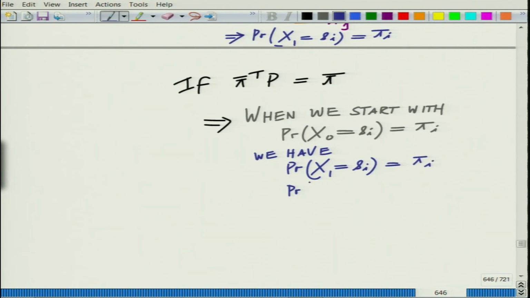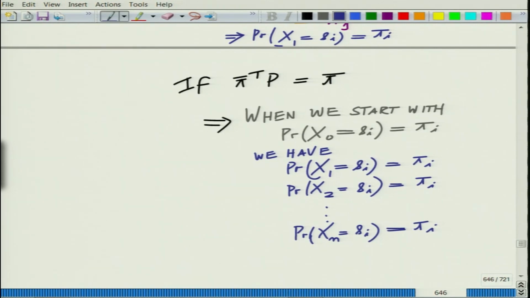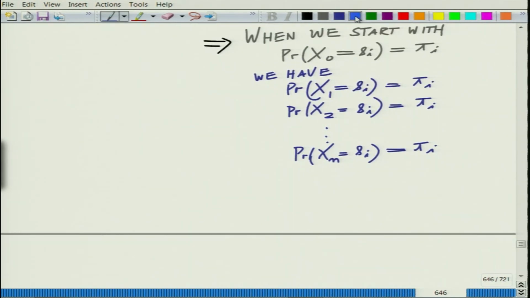Similarly, probability x2 equal to si will also be equal to pi i, and so on and so forth. Probability any xn equal to si equals pi i, and therefore what this means is that this is stationary. The probability that xn equal to si does not depend on n.